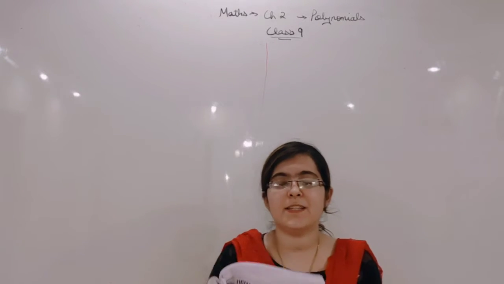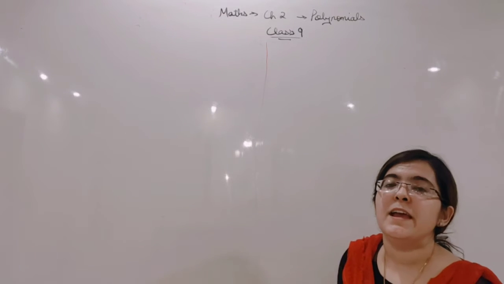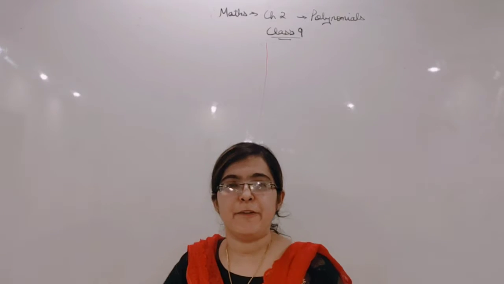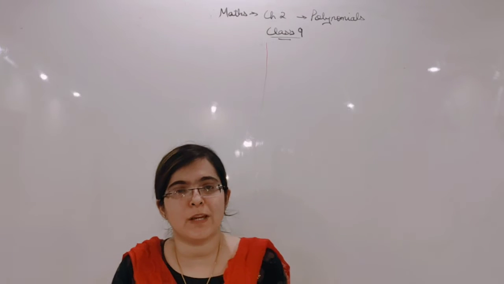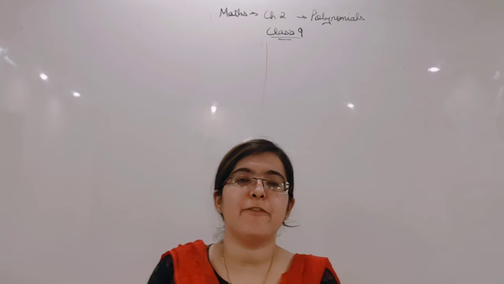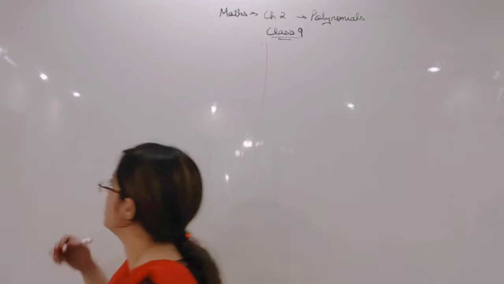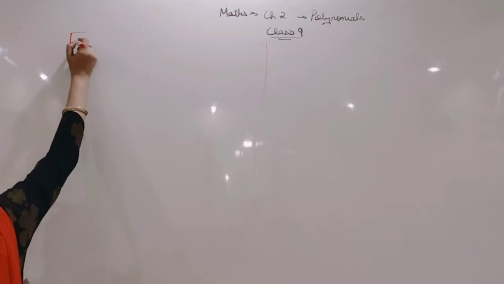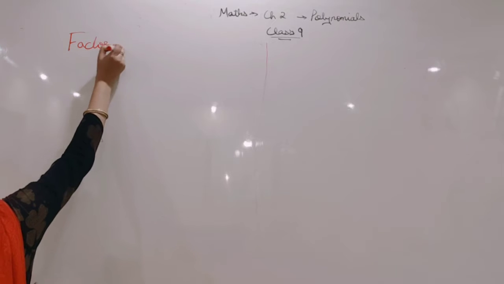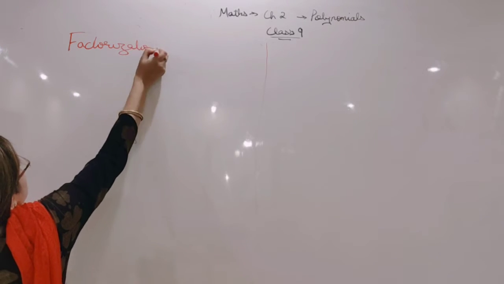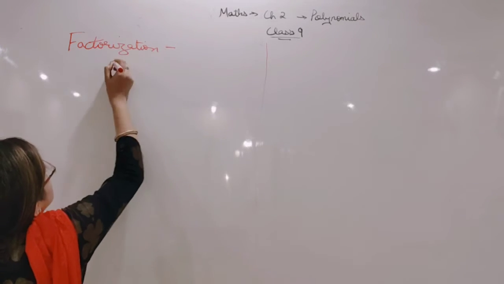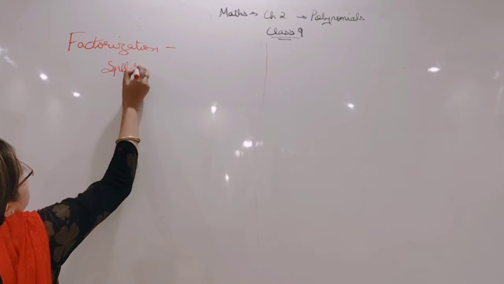Students, we were doing chapter 2, Polynomials. In our last class we started factorization type 1 questions. Today we will start type 2 questions, that is splitting the middle term. We will do factorization in which the questions are based on splitting the middle term.